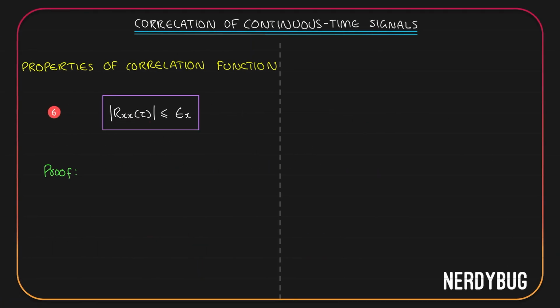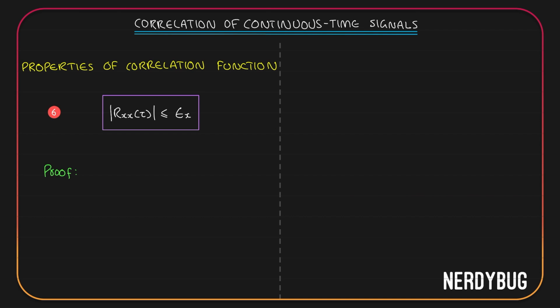The next property is that the magnitude of the autocorrelation of x of t will always be less than or equal to the energy of x of t. Intuitively, we can explain it like this. We know when we are taking autocorrelation, the two signals are the same. So obviously, we will get a peak when they are not shifted at all, that is at 0. But we learned in another property that autocorrelation at 0 will also give the energy of the signal. So its peak value is going to be its energy. So whatever other value you get will be less than energy.